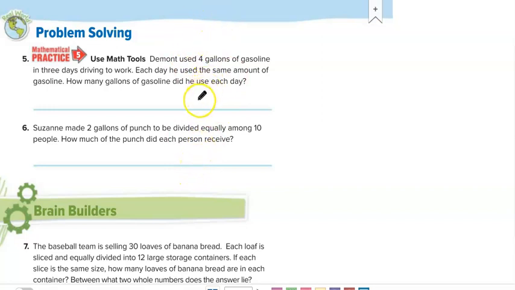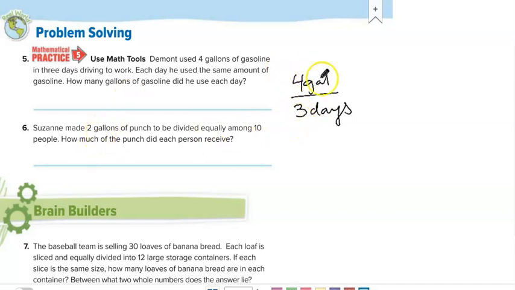DeMont uses 4 gallons of gasoline in 3 days driving to work. Each day he used the same amount of gasoline. How many gallons of gasoline did he use each day? So we're taking the 4 gallons of gas. We're splitting that up into 3 days of driving. How many gallons of gasoline did he use each day? Well, this is essentially 4 divided by 3.